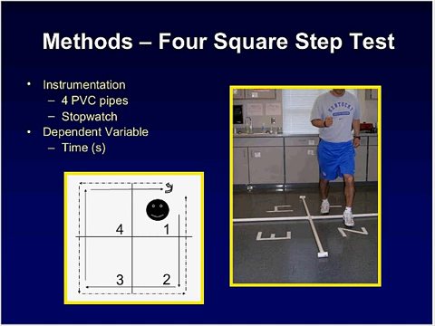All you need is several PVC pipes and a stopwatch, and you have the person step into each of those squares, going from 1 to 2 to 3 to 4, and then back, and you would monitor the amount of time that it took them to complete that. So it's a nice test for agility and coordination and speed.